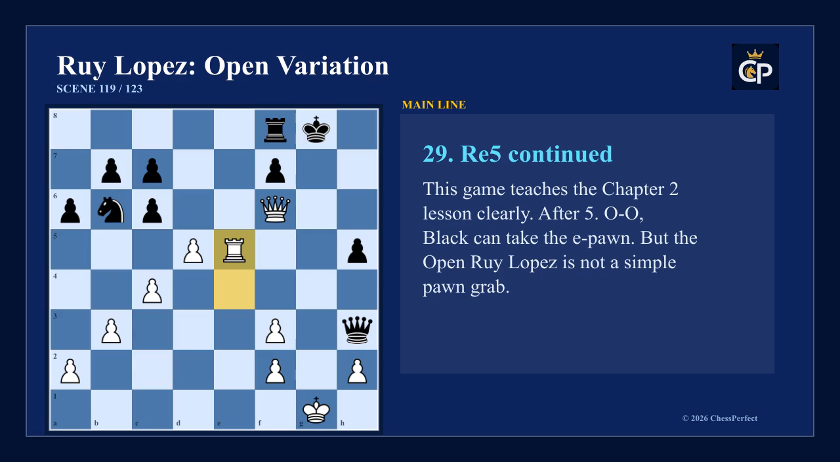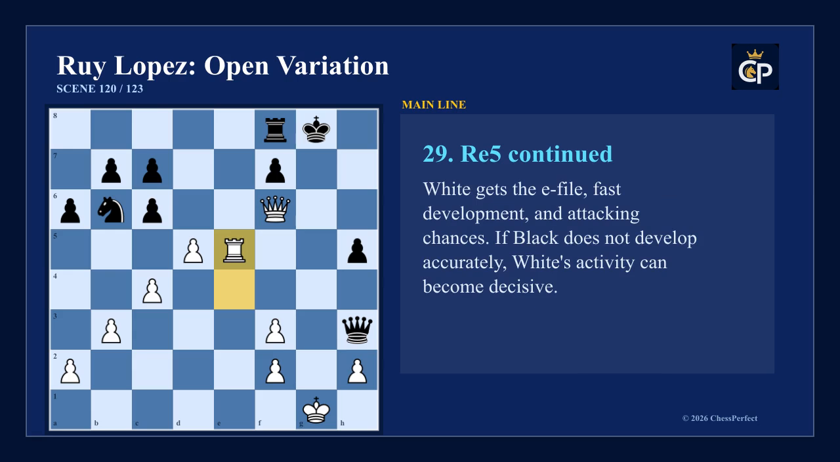This game teaches the chapter 2 lesson clearly. After kingside castles, black can take the e-pawn. But the open Ruy Lopez is not a simple pawn grab. White gets the e-file, fast development, and attacking chances. If black does not develop accurately, white's activity can become decisive.